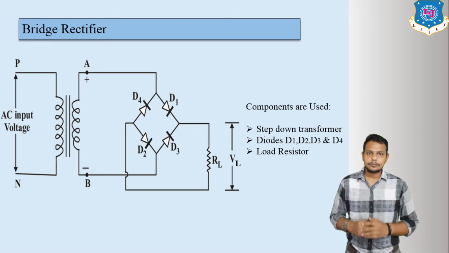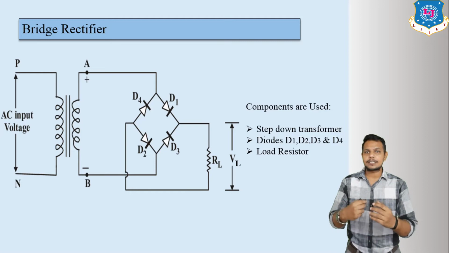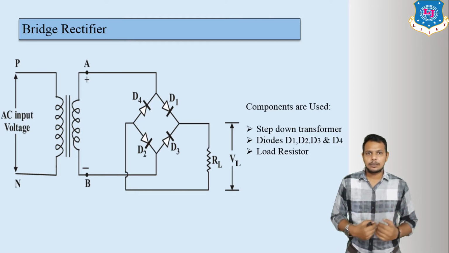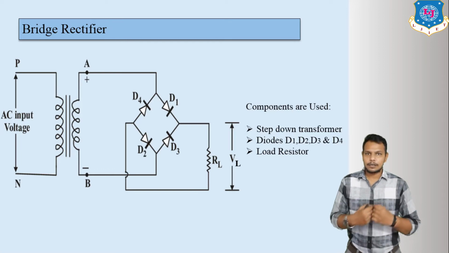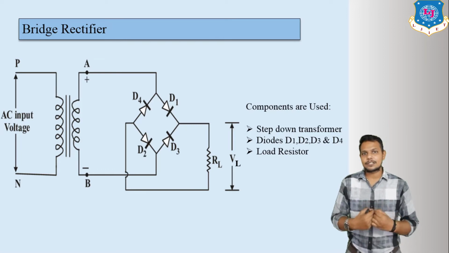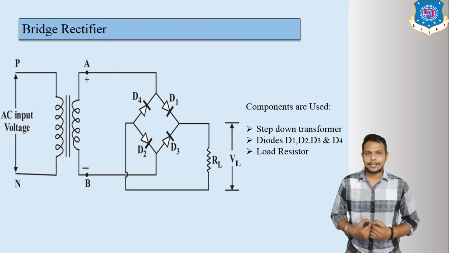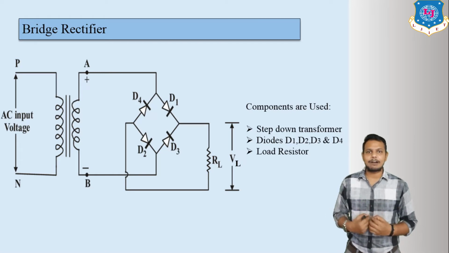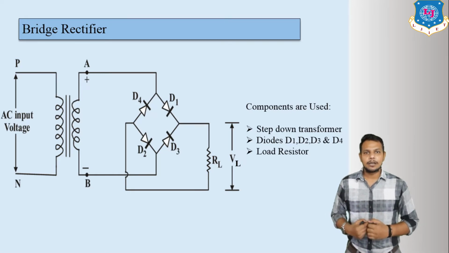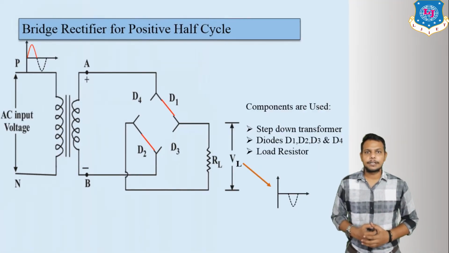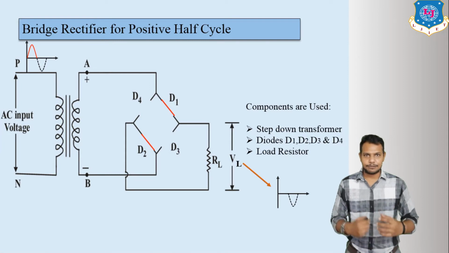Here we are going to discuss two different waveforms. First we consider the positive half cycle, then next we go through the negative half cycle. So let us discuss the positive half cycle first. If we enter a positive half cycle at the input side, what is our output? Here is the circuit diagram. This is the bridge rectifier for the positive cycle.